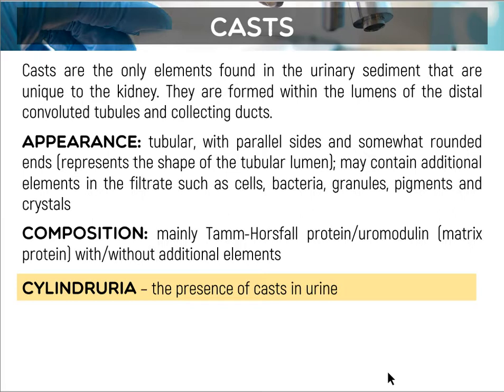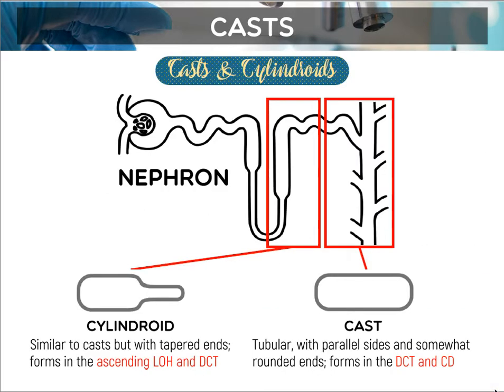Okay, these casts are reported as an average per LPF, and they have a low refractive index. Normal excretion of uromodulin is at a constant rate. So it is normal, and it will usually increase under conditions of stress and exercise. So the presence of casts in the urine is called cylindruria, okay?